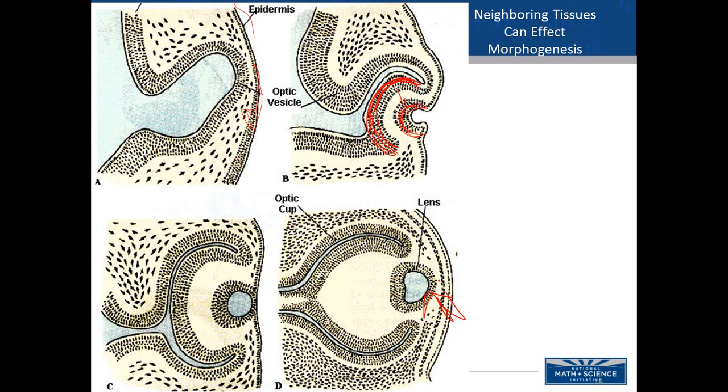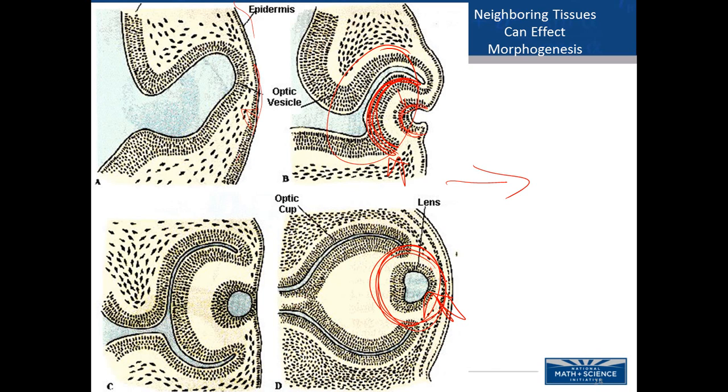So if you take the optic vesicle, remove it, and put it underneath the epidermis of the back, what will happen is that the epidermis of the back and the optic vesicle will interact, and the optic vesicle will cause the back epidermis to form a lens. So the interaction of neighboring tissues can indeed have a strong influence on development.